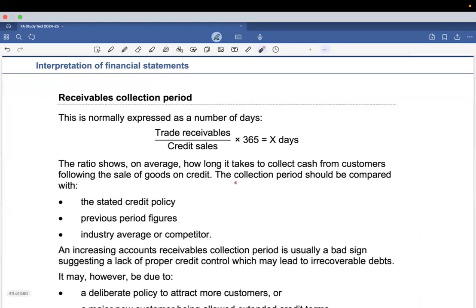Next equation, receivables collection period. The receivables collection period measures how many days it takes for you to convert your receivables into cash. So the trade receivable days actually calculates how many days it takes in order to convert your trade receivables into cash.